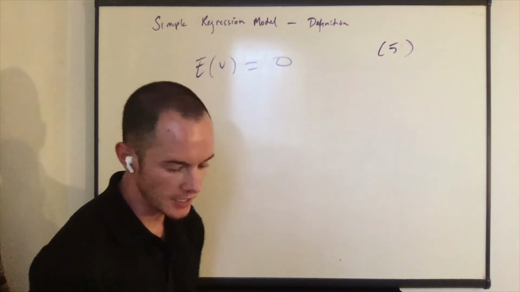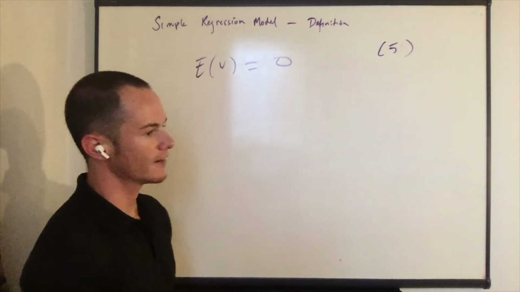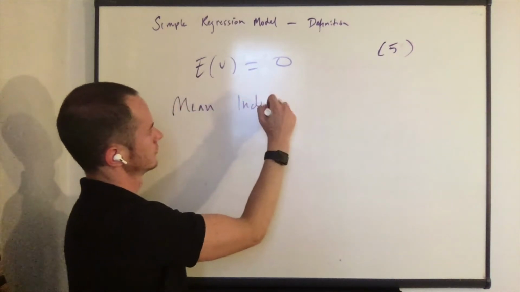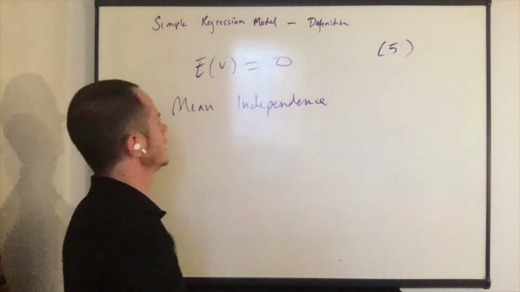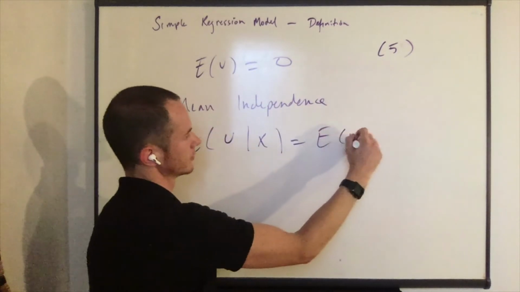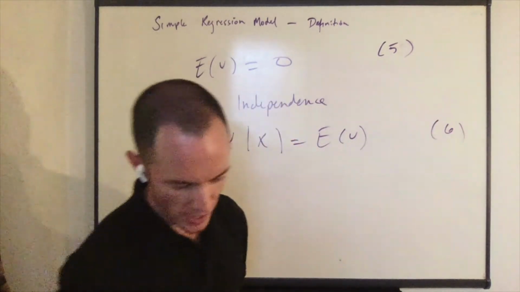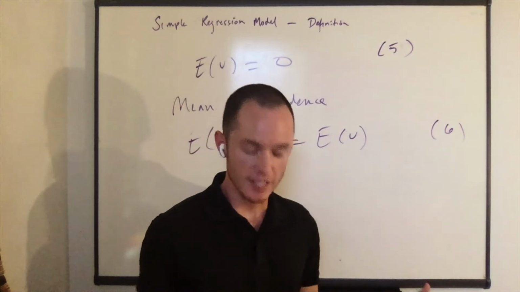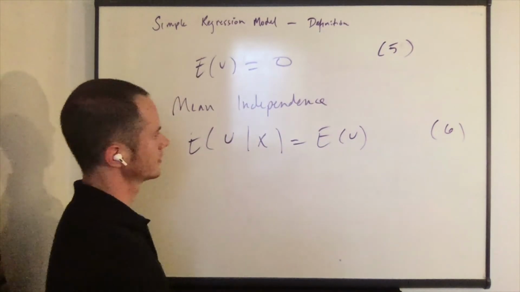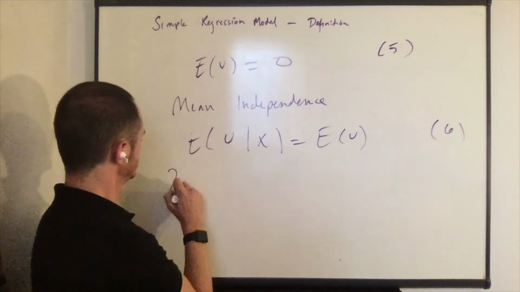Next, let's talk about the relationship between u and x. We have this idea of mean independence. That is, the expected value of u given x is equal to the expected value of u. Call that equation 6. When we put together equation 6 and 7, we get the zero conditional mean independence assumption.